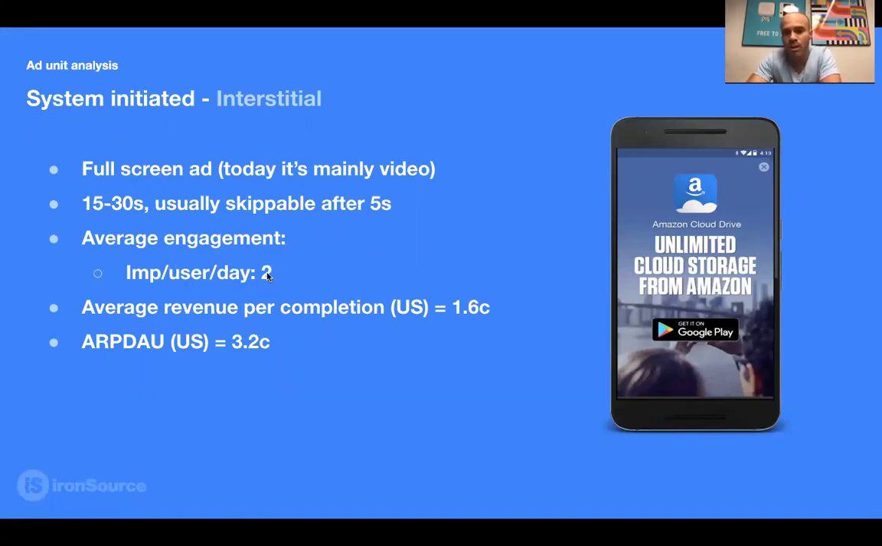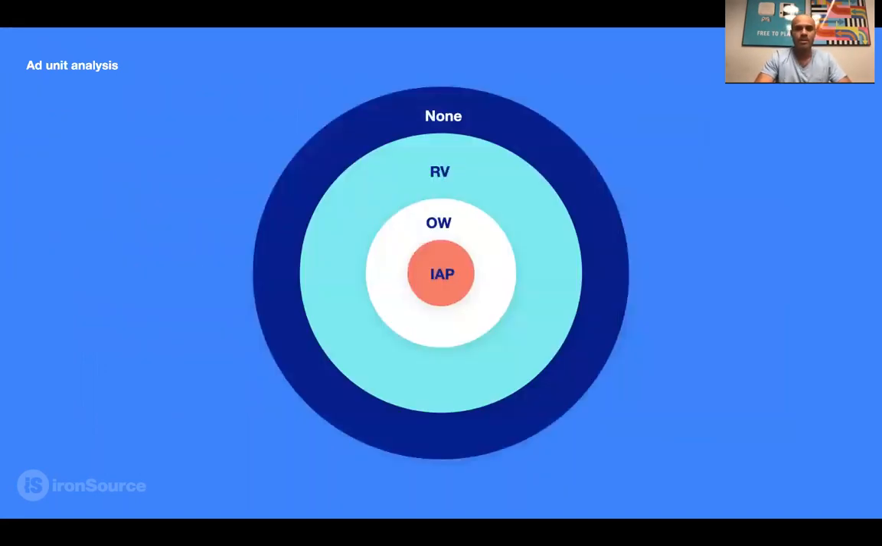Again, every genre has its different KPIs. For hyper casual, we can see even 5 or 6 impressions per user per day, and up to 8 or 9 cents ARPDAU only from interstitial, but we will touch on this as well.